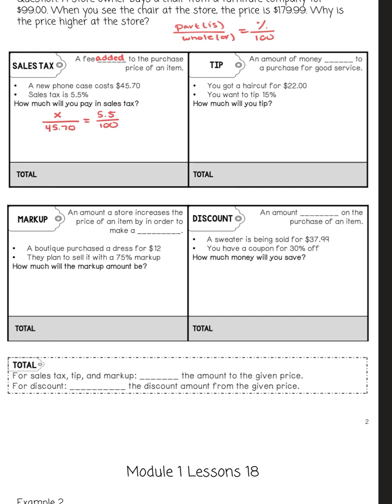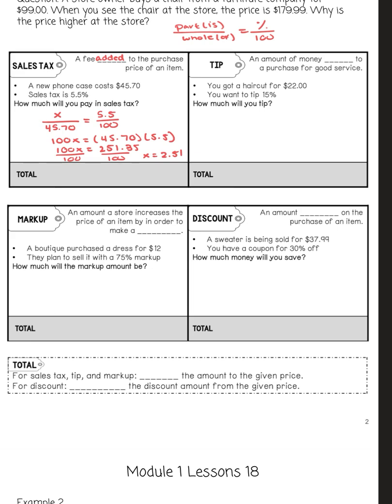Remember, from our theorem for proportions, we can multiply the numerator of one fraction by the denominator of the other and vice versa. So I'm going to have 100 times x is equal to 45.70 times 5.5. We get that 100x is equal to 251.35. Divide both sides by 100, and we get that x is equal to 2.51. All right, so we're going to round to the nearest hundredth because, of course, we are looking at money, so we always round to the nearest hundredth.